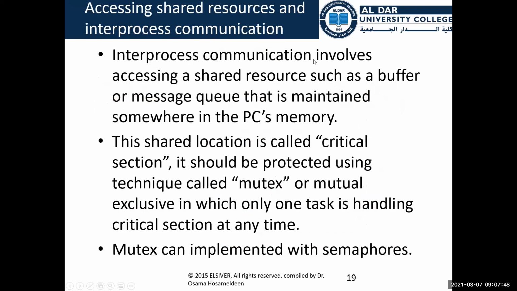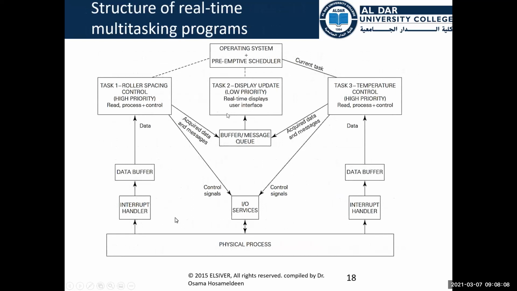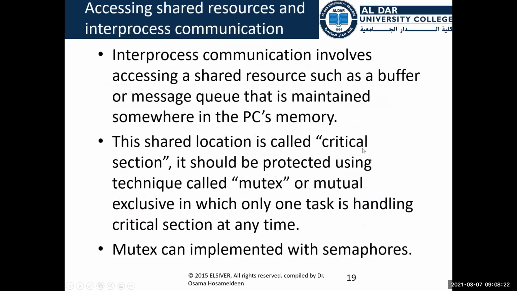So the inter-process communication, as I told you, is done using messages. It is just like accessing a shared resource like a buffer or message queue that is maintained somewhere in the PC's memory. If multiple processes need to access the same resource, as you see here, task 1 and task 3 are accessing the same buffer, the same resource. The same resource here is called a critical section. In this case only, we can say this is a critical section.